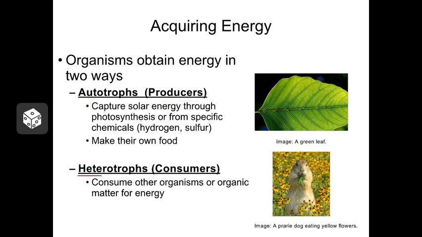Organisms that are not autotrophic are often heterotrophic. Heterotrophs are also known as consumers. We are definitely in this category, and so is this cute little prairie dog here. Heterotrophs have to consume other living things to get their energy. So you can see this little prairie dog doing that, taking in these little flowers, and it's taking the energy and also the nutrients from these flowers.